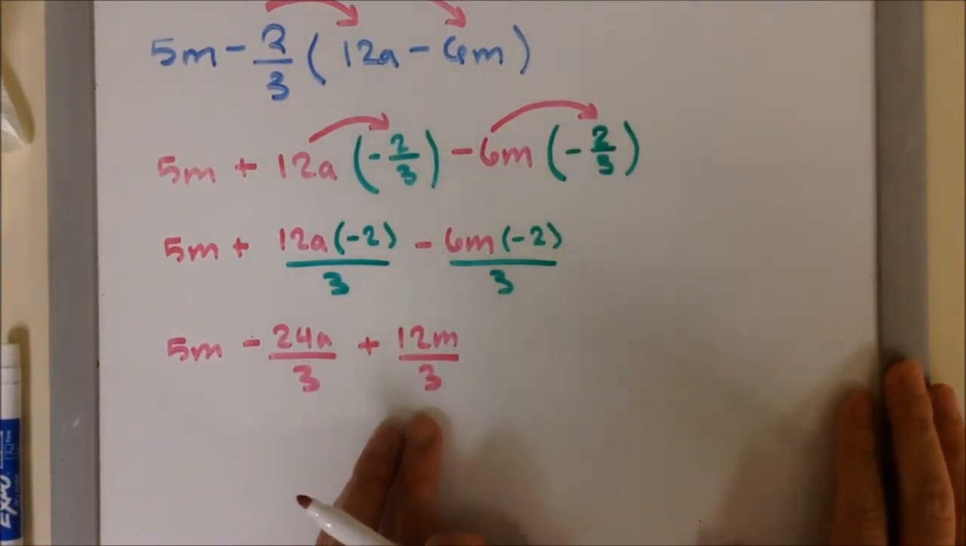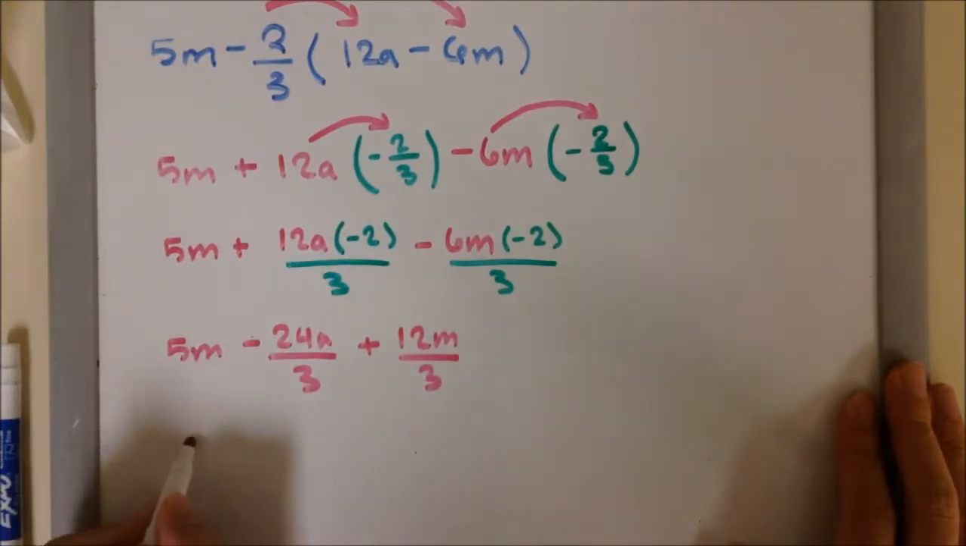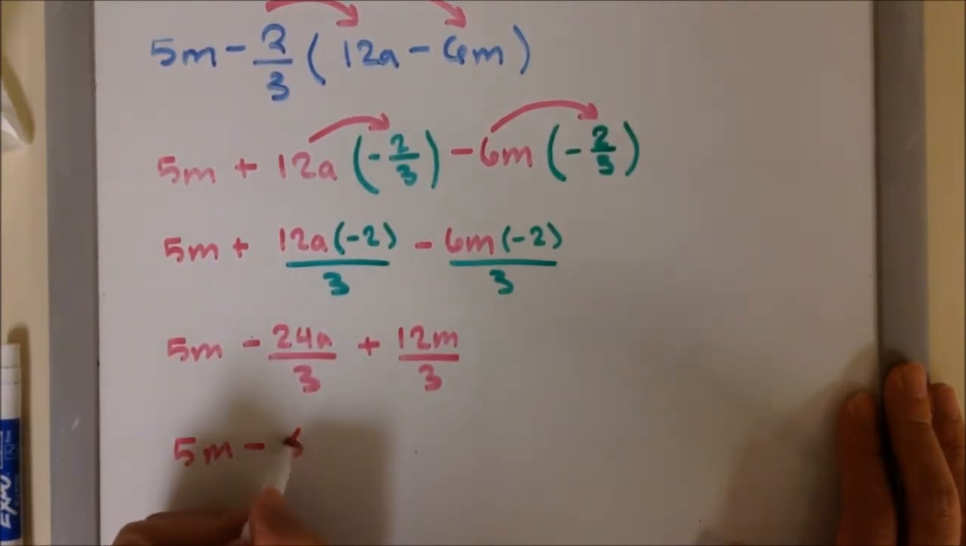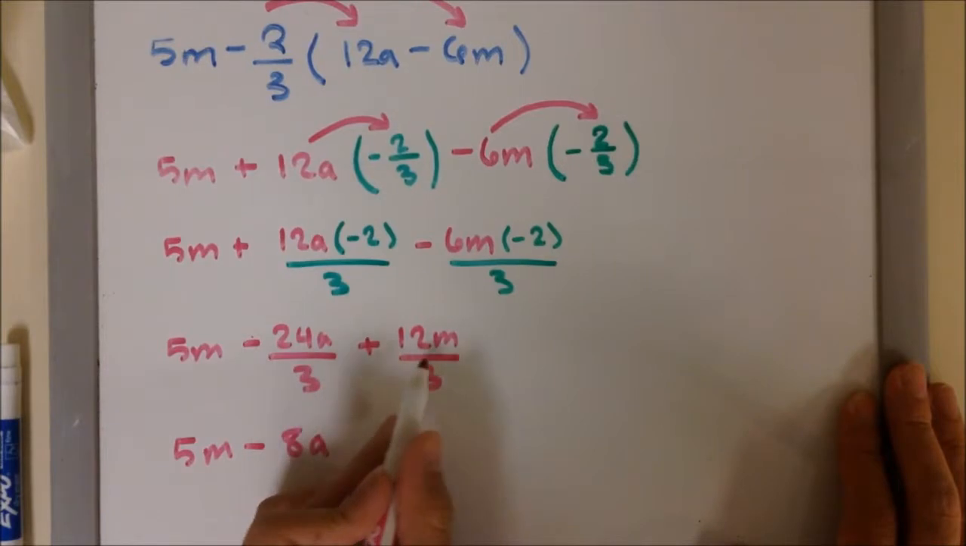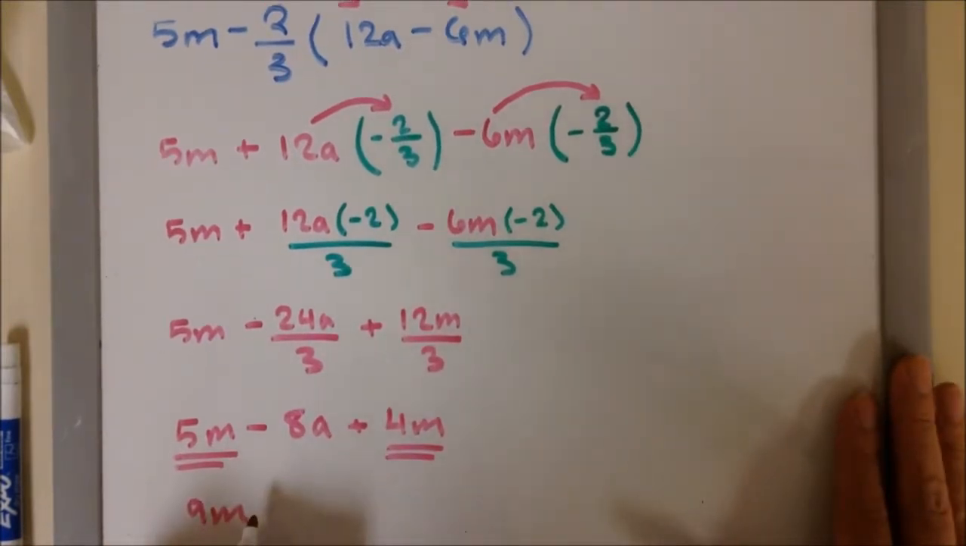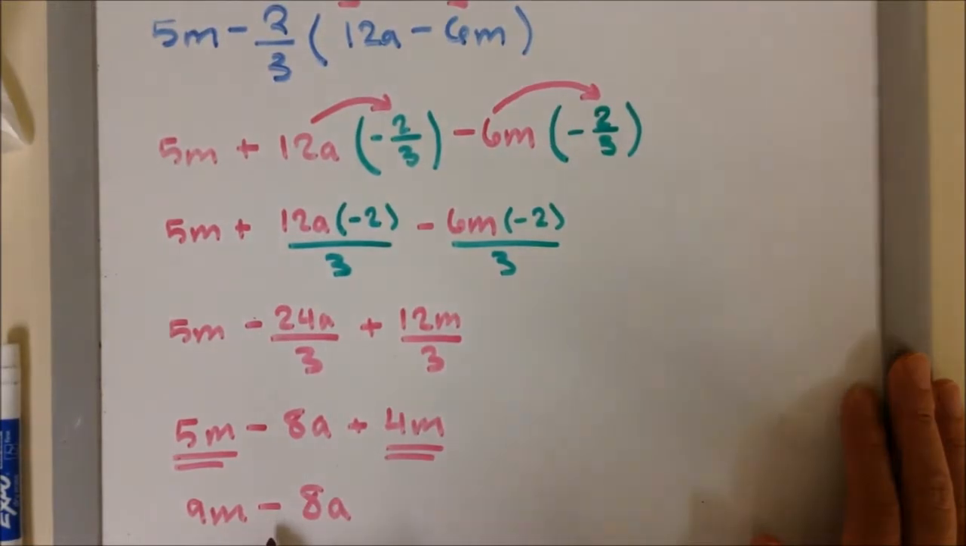I can still simplify the fraction because 24 can be divided by 3, 12 can be divided by 3. So, 5m, now negative 24a divided by 3, that will become negative 8a, and then positive 12m divided by 3, that would become plus 4m. Now I'm going to simplify by combining like terms. We have multiple m's, so 5m plus 4m, that becomes 9m minus 8a. Now, there's nothing I can do between 9m and 8a because we have different variables, meaning different terms.